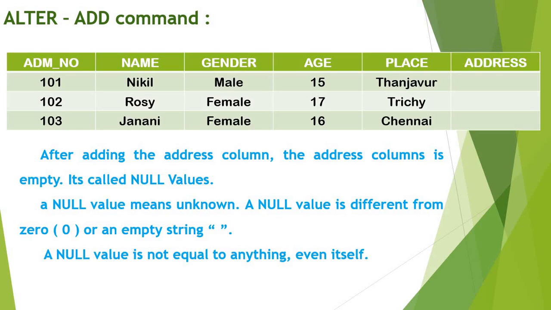The null value means unknown. The null value is different from 0 or an empty string. If it is null, you can't compare anything, and you can't retrieve this value. The null value is not equal to anything, even itself. We can't compare null equal to null.